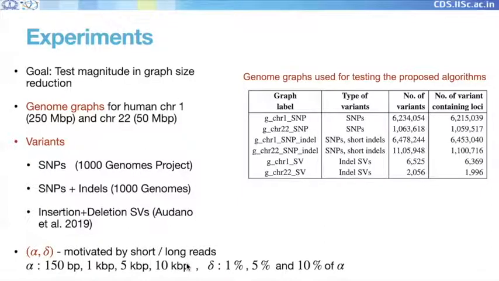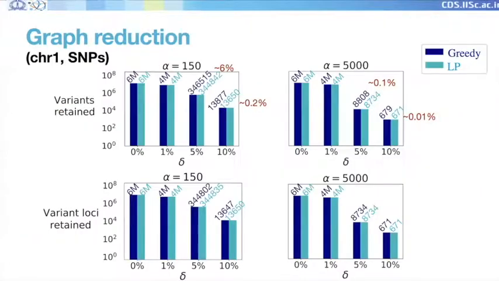And the delta value in this case was ranged from 1% of alpha, 5% of alpha until 10% of the alpha value. So in this first figure, I want to show you the magnitude of graph reduction achieved in the case where the graph contained only SNPs. So here I'm showing you the performance of two algorithms that we looked at in the presentation. So first is the greedy algorithm, and the second is the linear programming based algorithm.